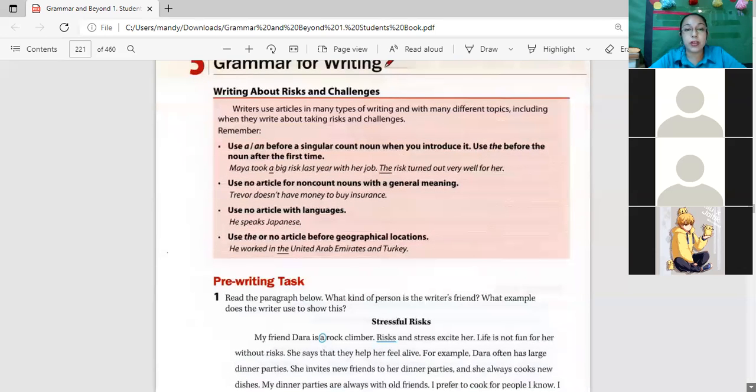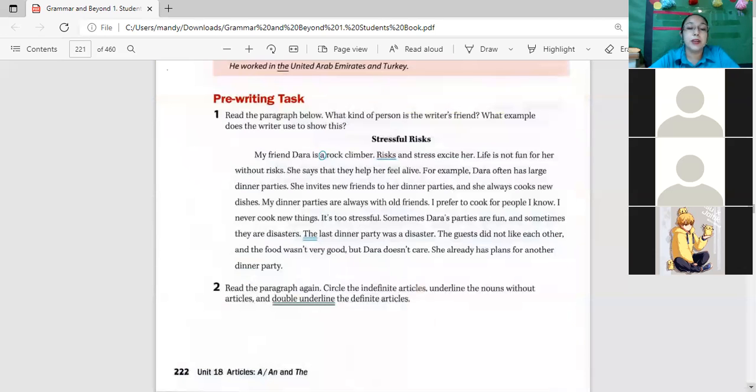Yeah. Okay, for example, when we use El Salvador, it is not necessary to use the article. I live in El Salvador. I live in the El Salvador. No, yeah. Okay, because this one is not part of our name.